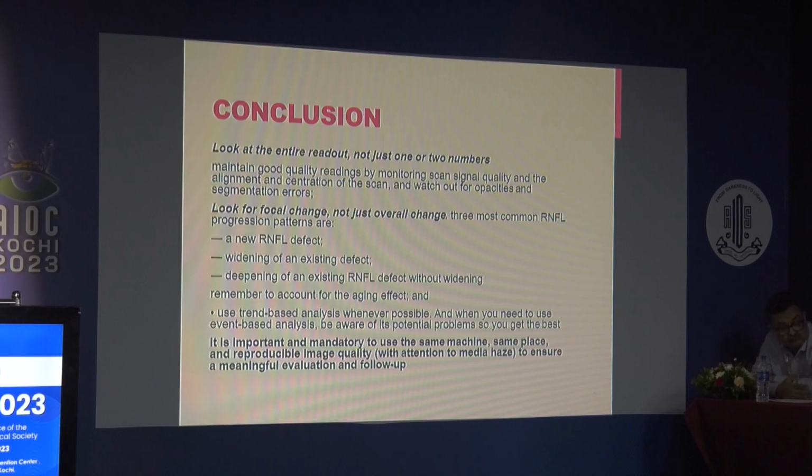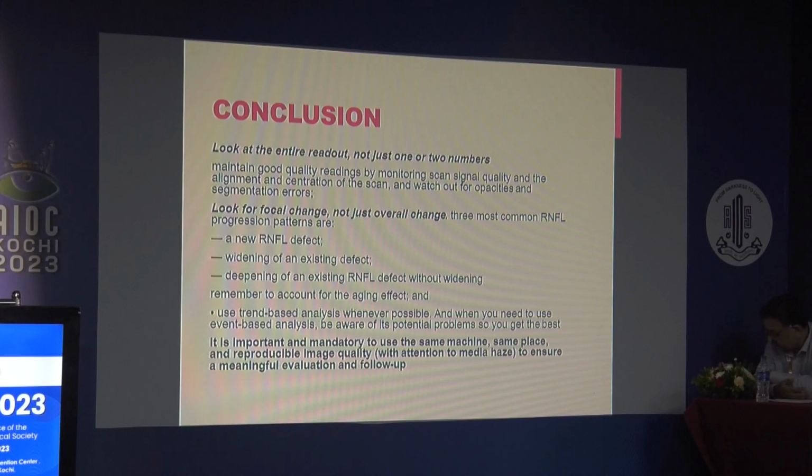The three most common RNFL progression patterns are a new RNFL defect, and widening or deepening of an existing defect. The deepening can occur because of the aging effect, because with age the RNFL loses around 0.3 micrometer each year. Use trend-based analysis. Basically, you have to follow a patient on the same machine and see the trend of RNFL. Don't compare one event with the whole of the baseline findings.